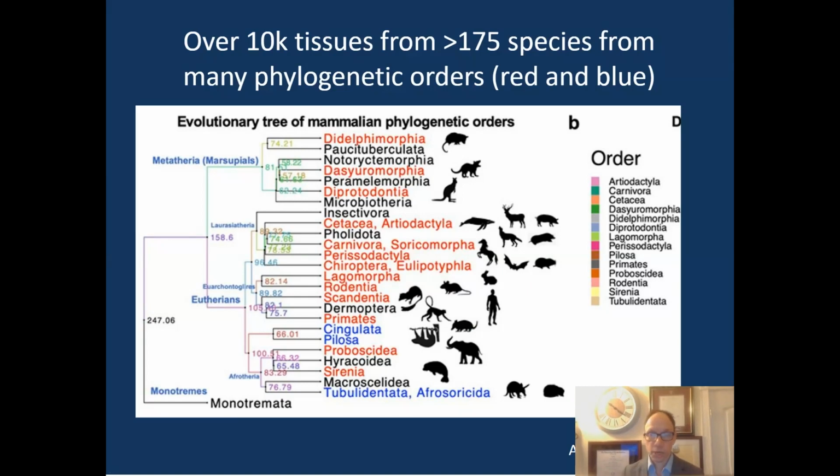To date, we have generated over 10,000 tissues from 175 mammalian species. Here I highlight in red and in blue different phylogenetic orders for which we have animals. And really many cetaceans, whales, deer, practically all animal species that are being used in agricultural settings, bats, and so on.